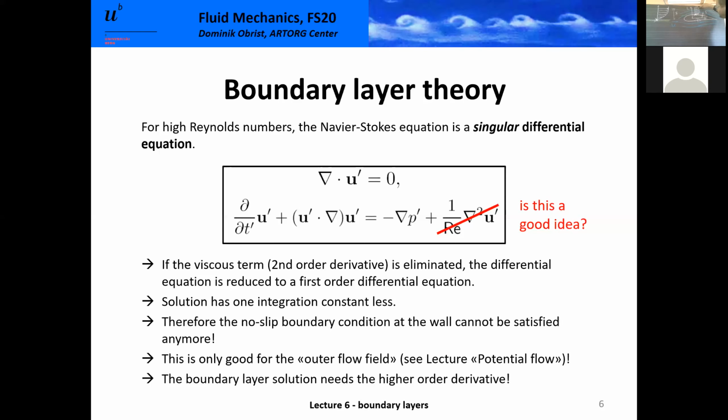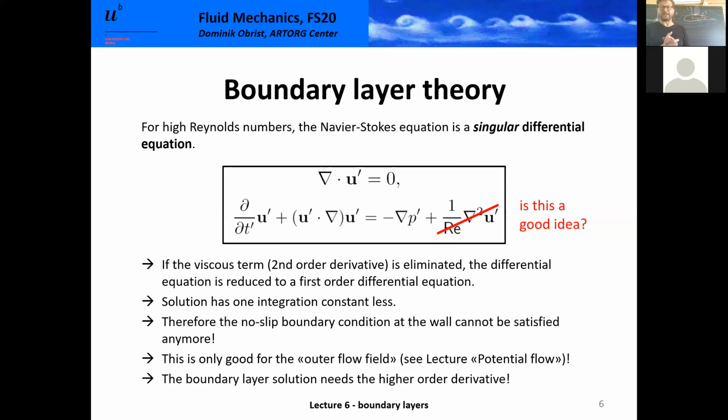And the second boundary condition would be the one that u must be 0 at the wall. And that we cannot satisfy anymore if we throw away this term. And this is why it's not a good idea to completely throw away, neglect the viscous term, even though Reynolds number might be high. Because once we throw it away, we cannot do no slip at the wall anymore. And that's something that Prandtl understood.